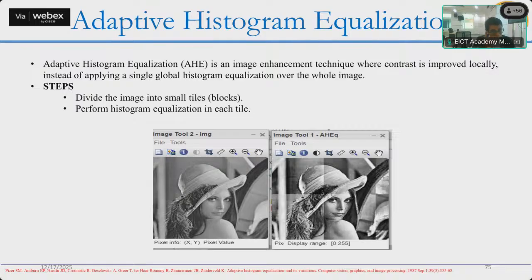In histogram equalization, you apply the processing on the complete image. But in adaptive histogram equalization, you divide the image into portions. This is the first one, the second, the third, and the fourth. There we have divided, and now the contrast is improved locally. The very important word is locally.